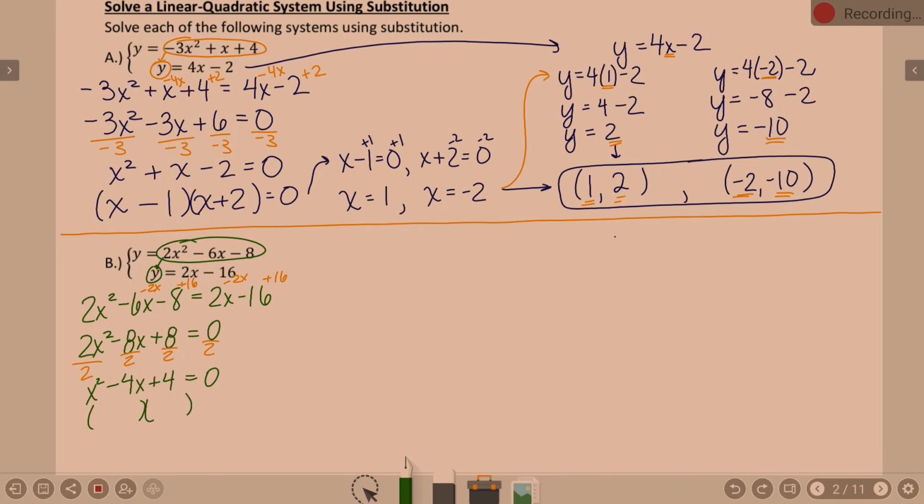X squared breaks into x and x. Multiplying to be 4 and adding to be negative 4. So if it multiplies to 4 and adds to 4, it's a 2-2 combo. In this case, since it adds to be negative, they are negative 2's. So x minus 2 times x minus 2.